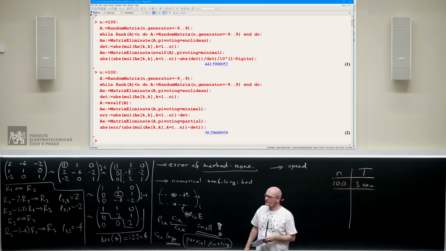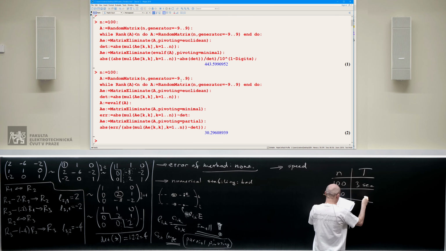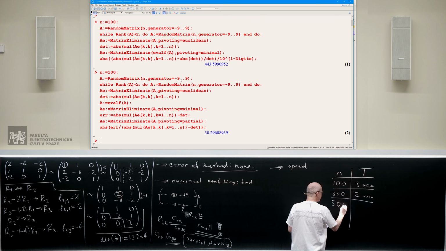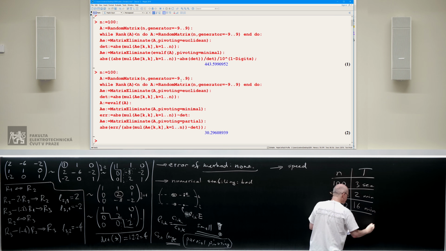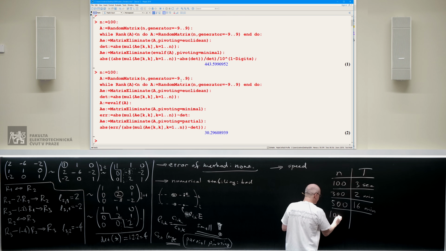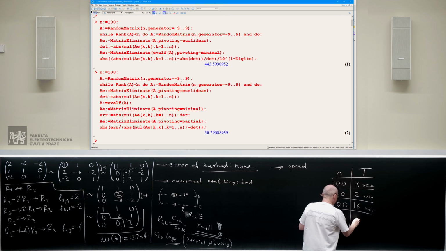I think this computer is a little bit better. Okay. When I tried a 300 by 300 matrix 10 times, it took 2 minutes. When I tried a 500 by 500 matrix, it took 16 minutes. When I tried a 1,000 by 1,000 matrix, it took 5 hours.